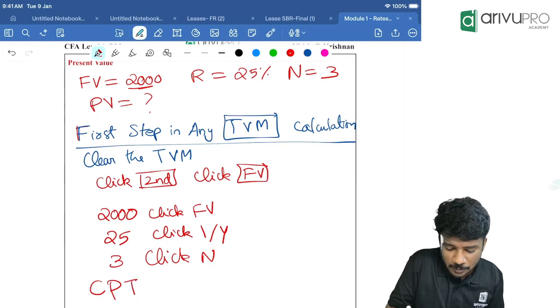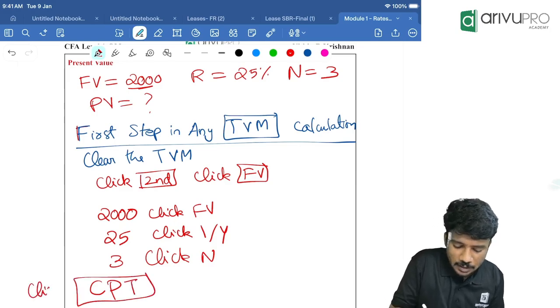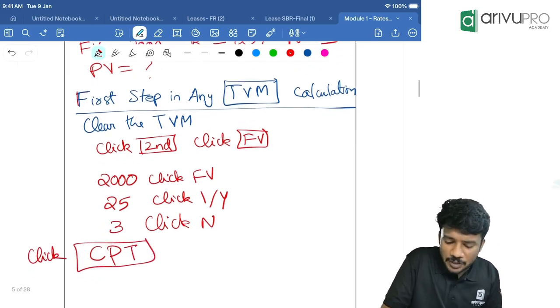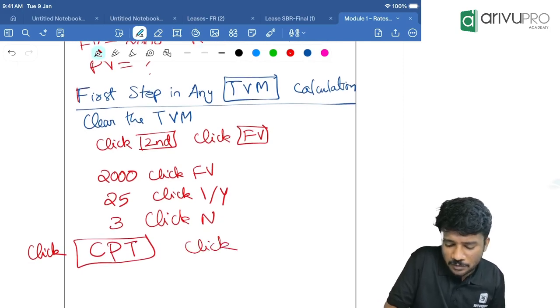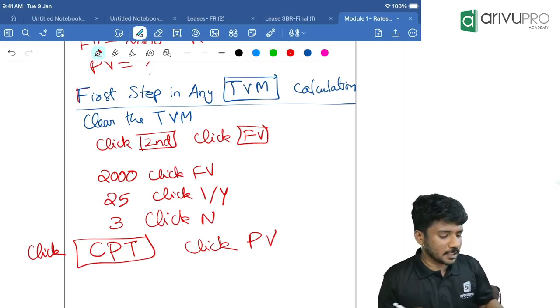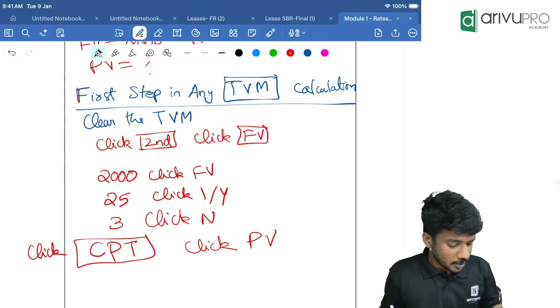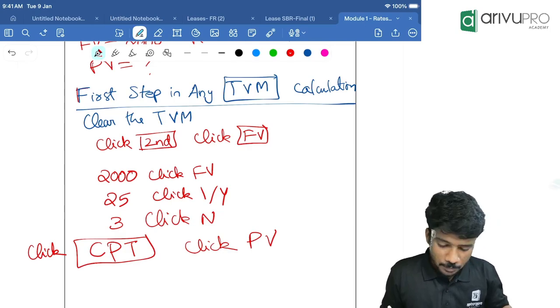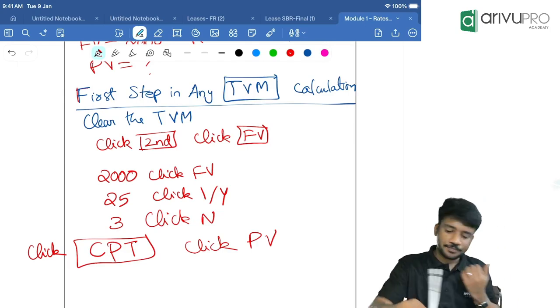PV. So click the CPT button. Then which button do we need to find? PV. So you are getting the value. After that, type 3, then click N. Then finally compute PV. You are getting the answer.